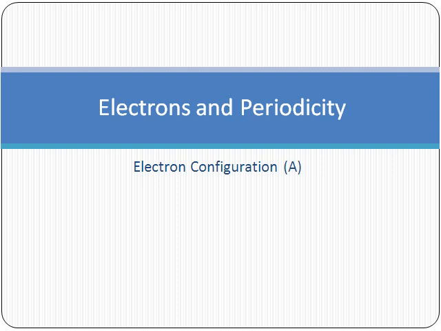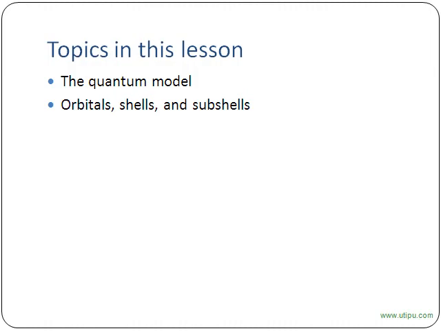This first part is mostly going to be on more of the theory of the way the electrons are set up, and the second part is going to be more on electron configuration and how to actually calculate that for different atoms. So in this lesson, we're going to talk about two basic things. We're going to talk about the quantum model of the atom, and we're going to talk about orbitals, shells, and subshells, and suborbitals as well.